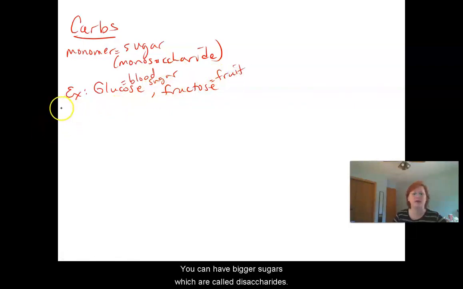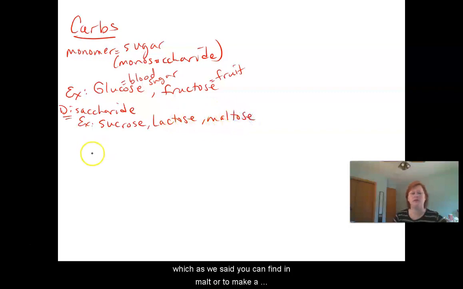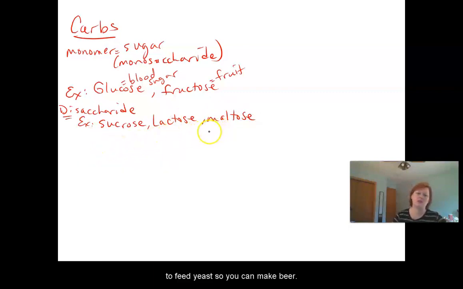We can have bigger sugars, which are called disaccharides. So these have 2 sugars linked together. Examples of those included sucrose, which is table sugar, lactose, which is milk sugar, and maltose, which, as we said, you can find in malt, or to make a chocolate malt, or to feed yeast so that you can make beer.